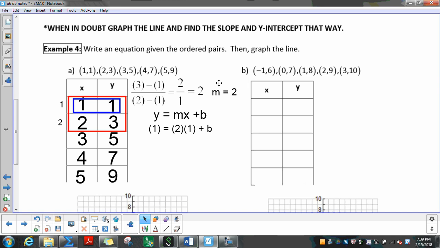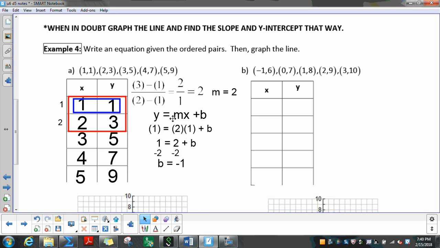Okay? So what I do is I go ahead and multiply this. 2 times 1 gives me 2. And then I'm going to get b by itself just by subtracting 2 from both sides. And I'm getting b equals negative 1. So now that I have my b and my m, I can actually make my equation.